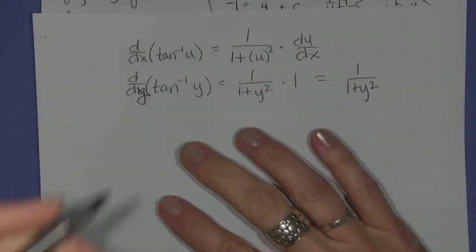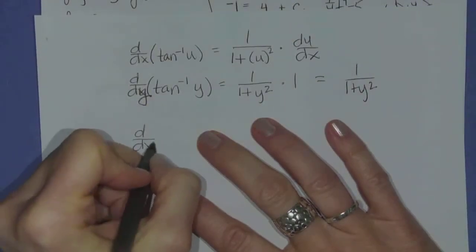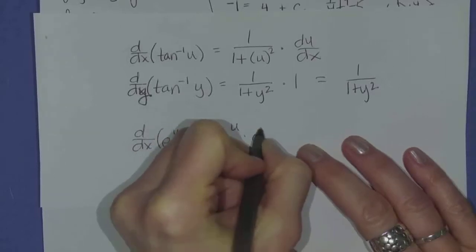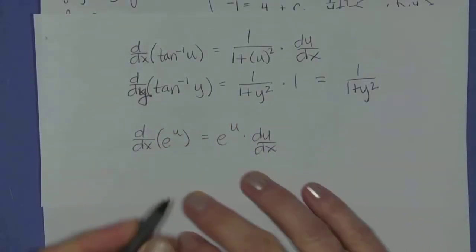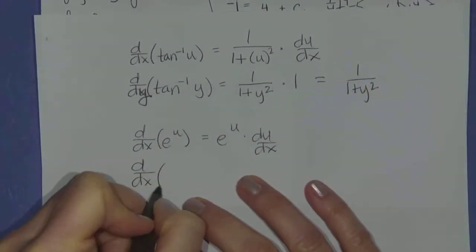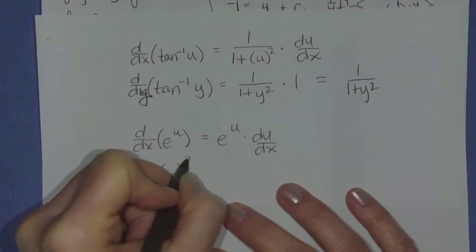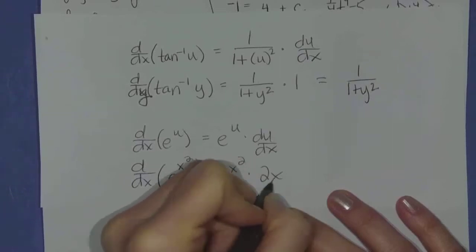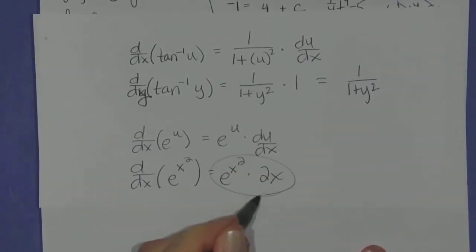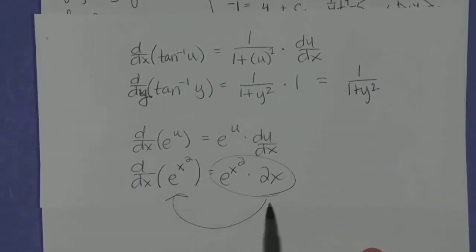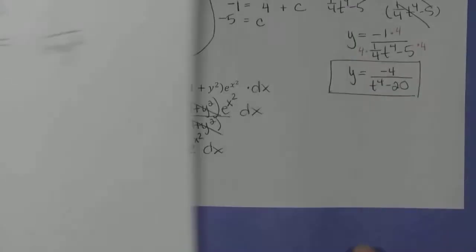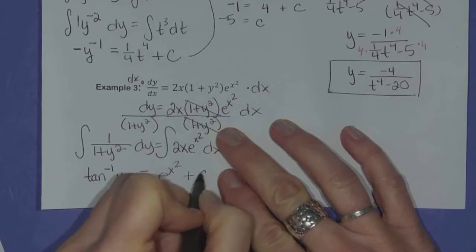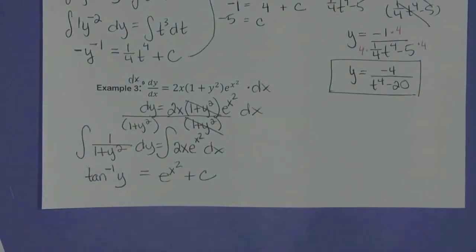So if you remember, the derivative with respect to x of e to the u is e to the u times du dx. So the derivative with respect to x of e to the x squared is e to the x squared times 2x. So if you take this in reverse, you're just back to e to the x squared. So that's what I've got, and I'm going to add a c.